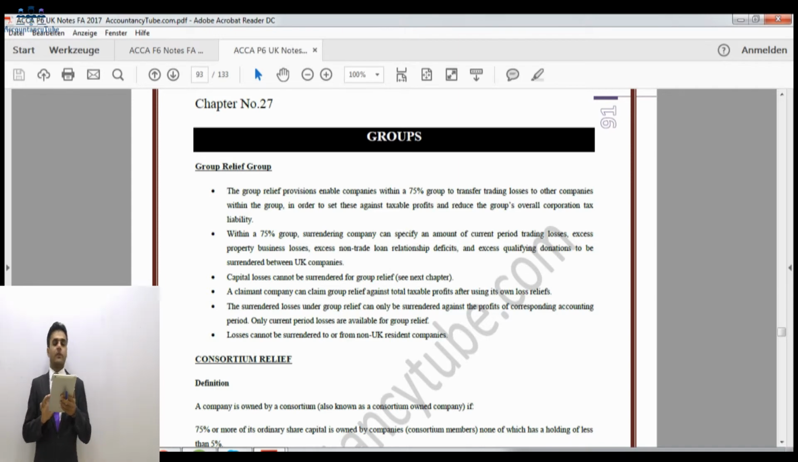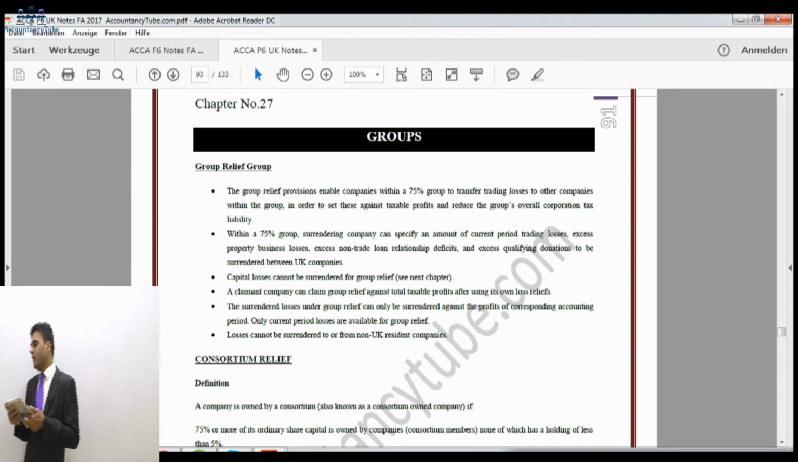All right, and likewise, it can be done the other way around as well. So consortium relief can also flow downwards. A consortium member can surrender its losses. So consortium members who own 20% or 30% in the consortium-owned company can surrender their losses as well to the consortium-owned company. So say for example, a member who had a 25% stake in the consortium-owned company can surrender losses to cover up to 25% of the company's profits. Now, again it says that losses cannot be surrendered to or from non-UK resident companies. We cannot surrender the losses against them.